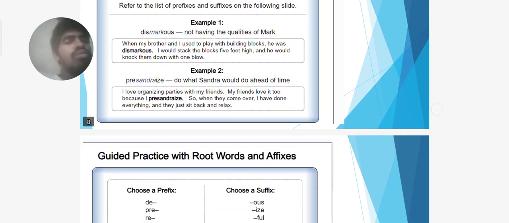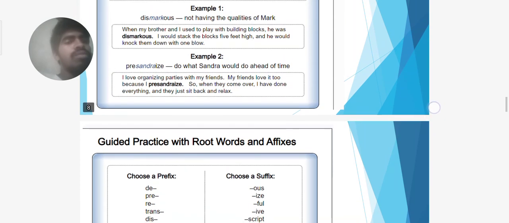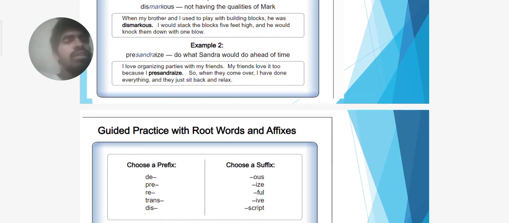And example two: presenderize, do what Sandra would do ahead of time. I love organizing parties with my friends. My friends love it too because I presenderize. So when they come over, I have done everything and they just sit back and relax.